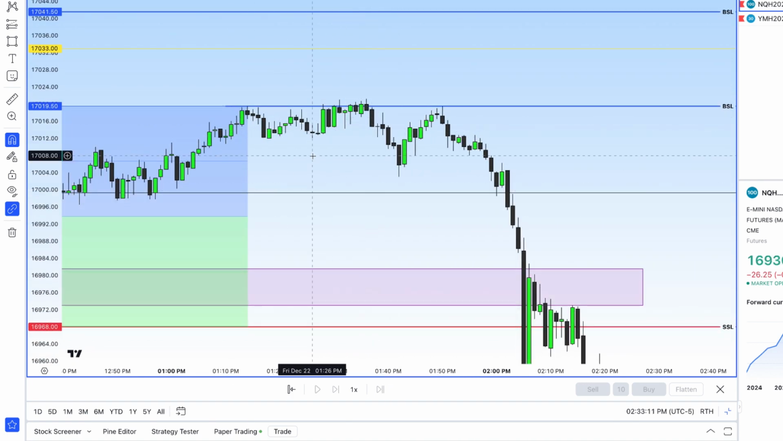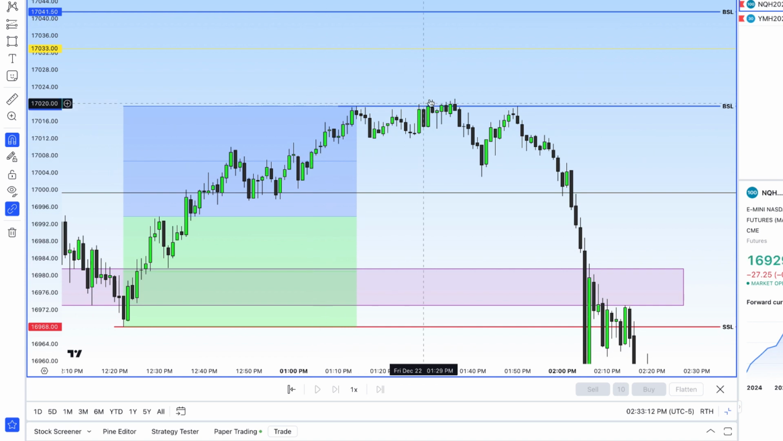the problem I had was my entry. So since I don't use the 3 drives pattern as an entry, more so to read price action and follow the tape, I knew that we weren't gonna make a new high right here. I knew that. So I naturally wanted to take a short here. However, since that's not my trading model, I didn't take it.